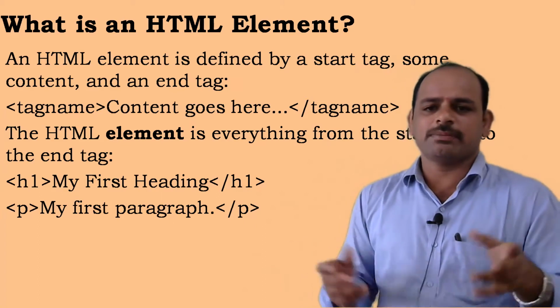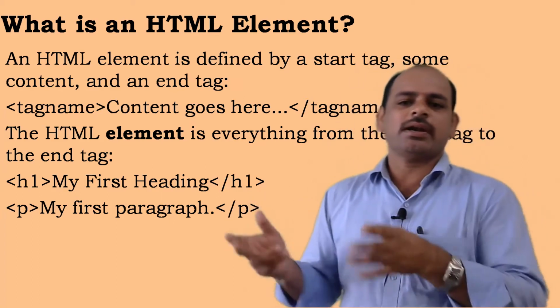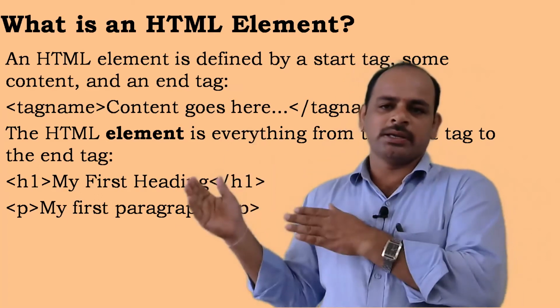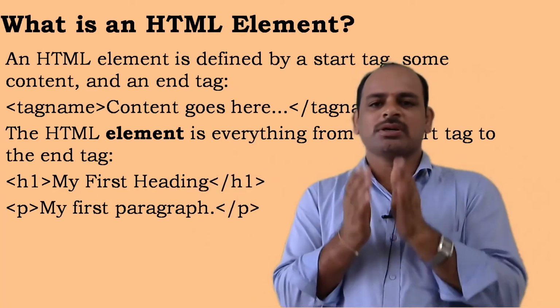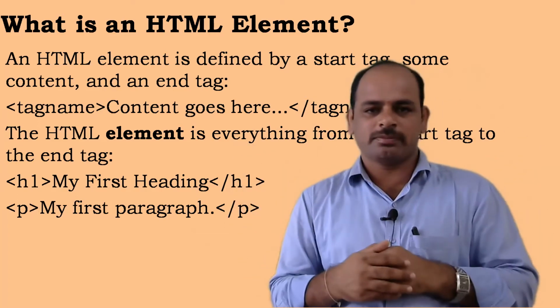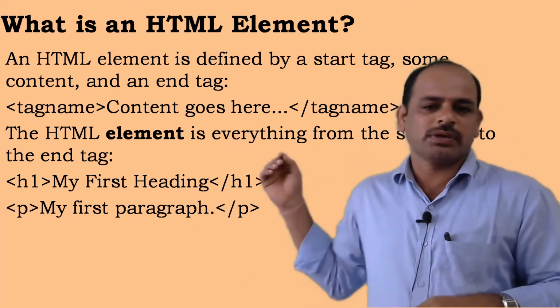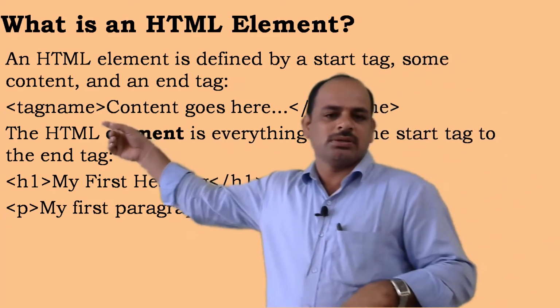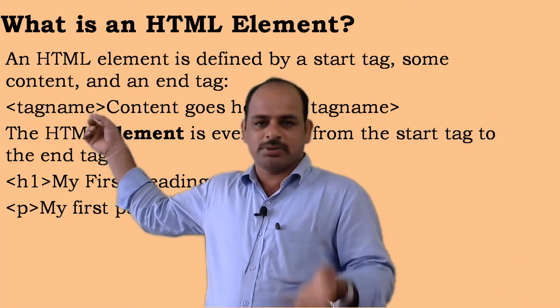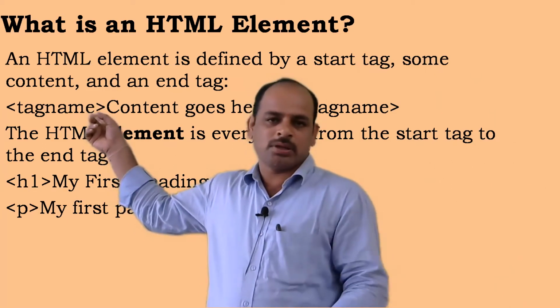An HTML element is defined by a start tag, some content, and an end tag. That is, it will have a starting element and an ending element. In between, there is some content which is to be displayed in the web page. That depends upon the type of tag, right? So you can see this basic structure. This is the tag name, that is the beginning tag name, which can be html, body or head tag.